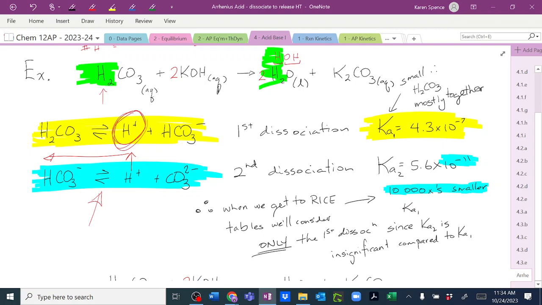We'll get more into Bronsted-Lowry tomorrow. But these guys here are very strong Bronsted-Lowry bases, OH minus. So what are they good at doing if they're strong? They're really good at taking those protons.